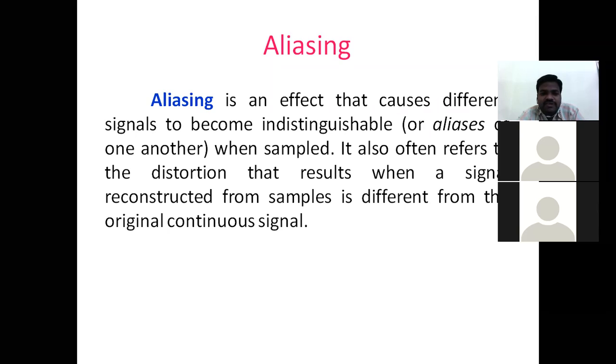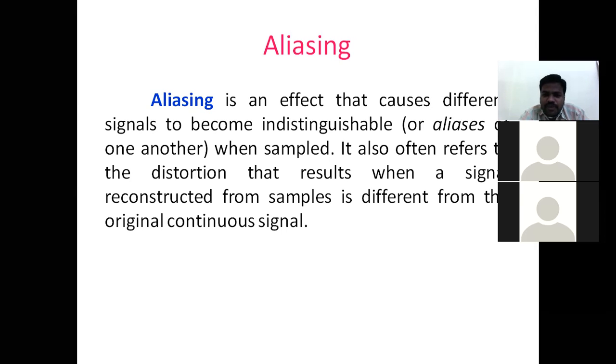Now see, it has been defined with some terminology. Aliasing is an effect that causes different signals to become indistinguishable when sampled. It also often refers to the distortion that results when a signal reconstructed from the samples is different from the original continuous time domain signal. It is a very simple definition. Our main intention is to get the original signal from the obtained sampled signal. Once x of t has been digitalized, that means converted, the output is x of nT.